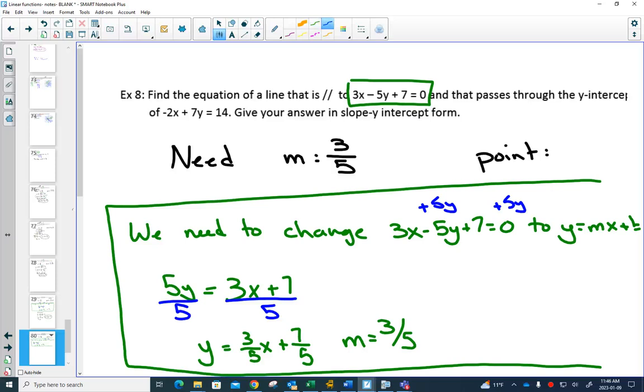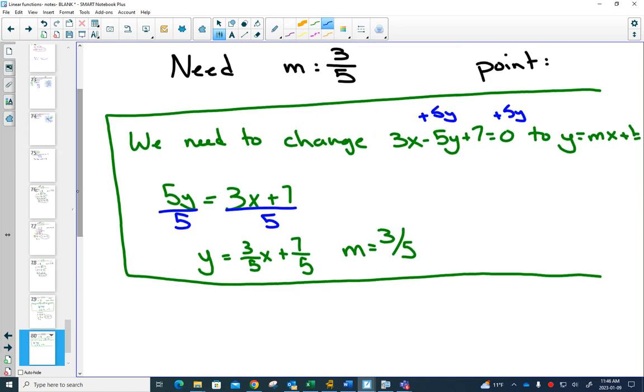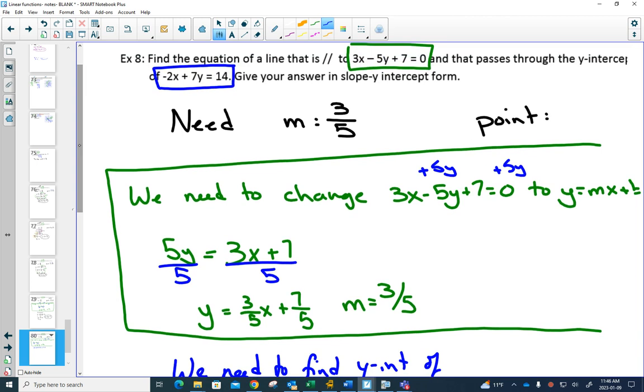They gave us another line. I'm going to make this the blue line. It says it passes through the y-intercept of this line. So for the blue one, we need to find the y-intercept of negative 2x plus 7y equals 14.